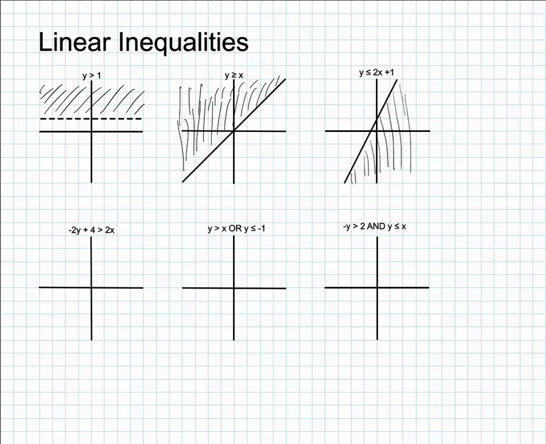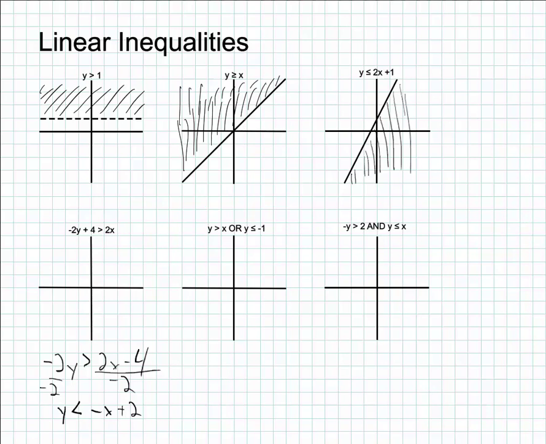What about the inequality -2y plus 4 is greater than 2x? For this, we're going to treat this like a linear equation, and we're going to solve for y. So we're going to subtract 4 from both sides. And then we're going to divide both sides by -2. Of course, when you divide or multiply by a negative number when you have an inequality, you have to reverse the direction of the inequality. So now we get y is less than -x plus 2.